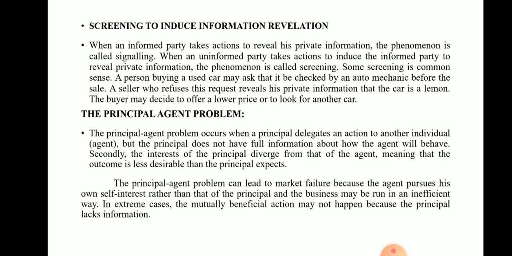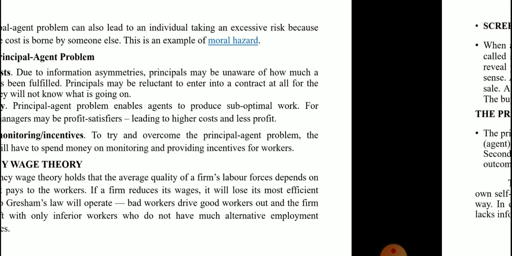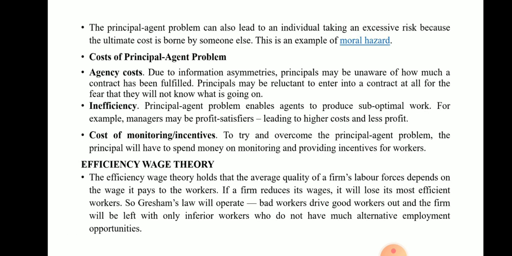In extreme cases, the mutually beneficial action may not happen because the principal lacks information. Here, the principal lacks information, but the agent possesses more information. The principal agent problem can also lead to an individual taking excessive risk because the ultimate cost is borne by someone else. This is an example of moral hazard.